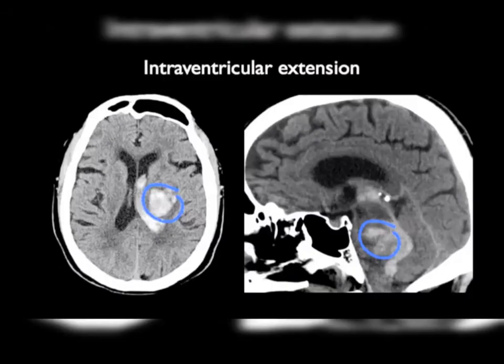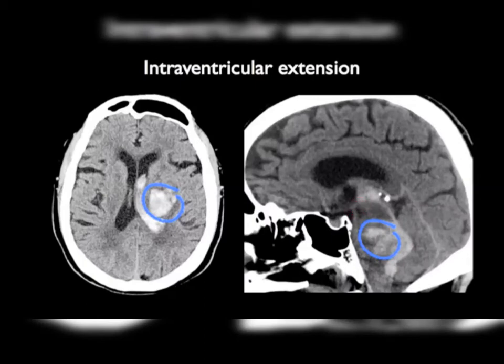The location of hypertensive hemorrhages deep within the brain and usually adjacent to the ventricles makes them prone to extend into the ventricular system. On the first image we can see a left-sided basal ganglia hemorrhage extending into the left lateral ventricle. On the second image, a pontine hemorrhage extends posteriorly into the fourth ventricle and extends superiorly through the aqueduct of Sylvius and into the third ventricle.